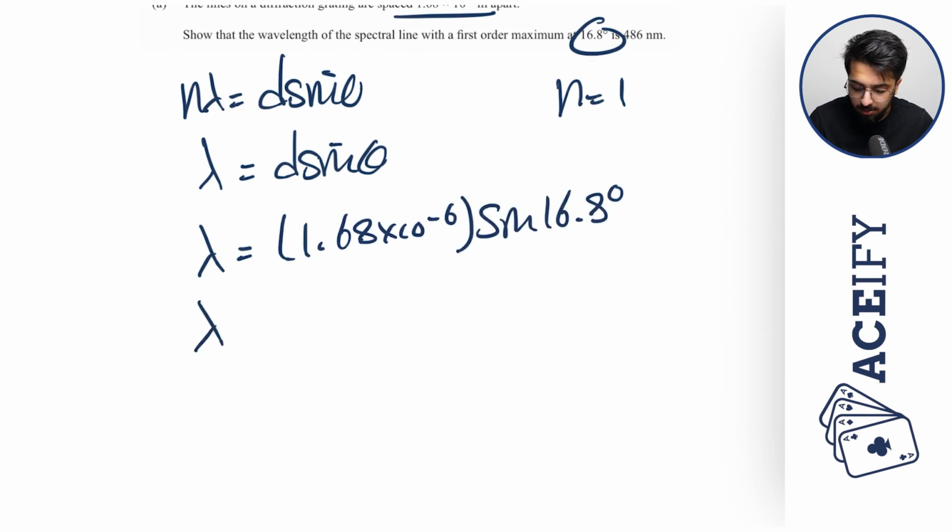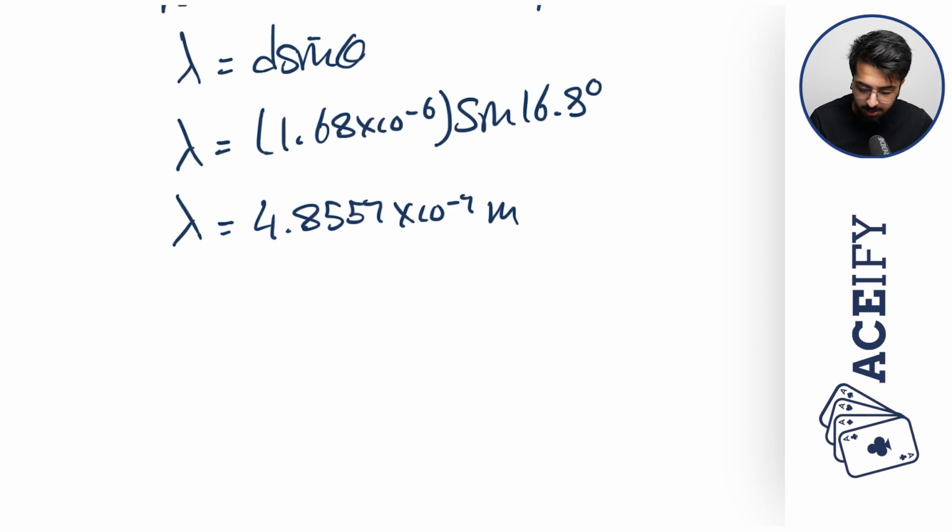And this gives a wavelength of 4.8557 times 10 to the negative 7 meters. And that indeed can be simplified to 486 nanometers.